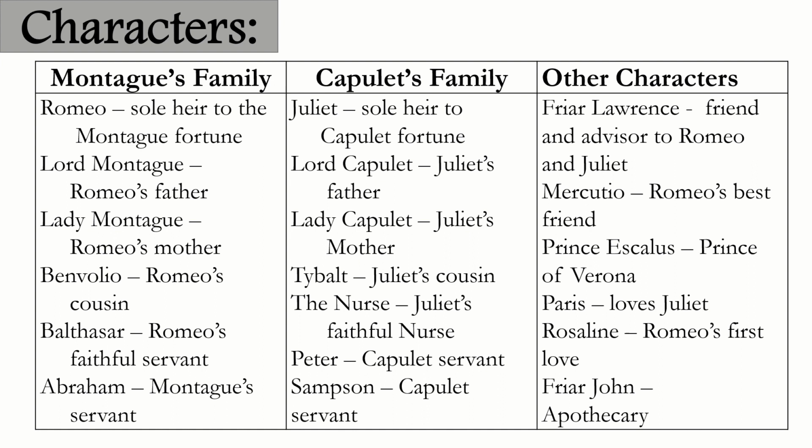Other characters: Friar Lawrence, friend and advisor to Romeo and Juliet. Mercutio, Romeo's best friend. Prince Escalus, Prince of Verona. Paris loves Juliet. Rosaline, Romeo's first love. Friar Jan, apothecary.